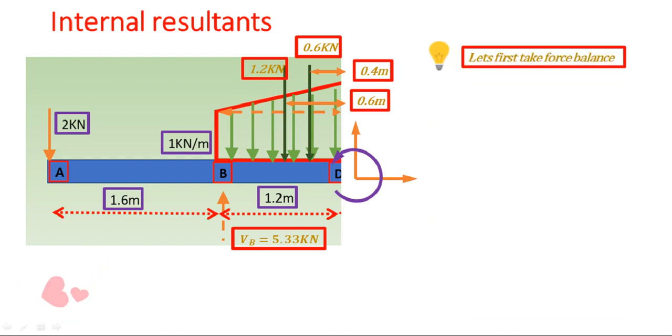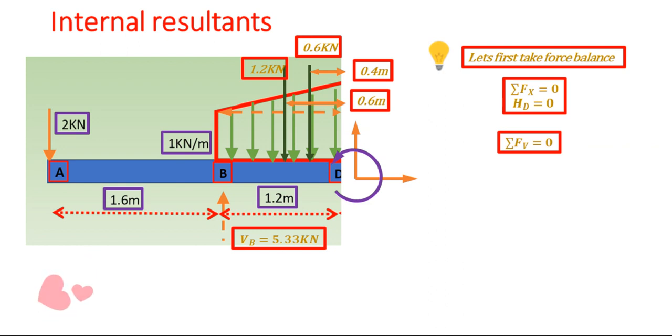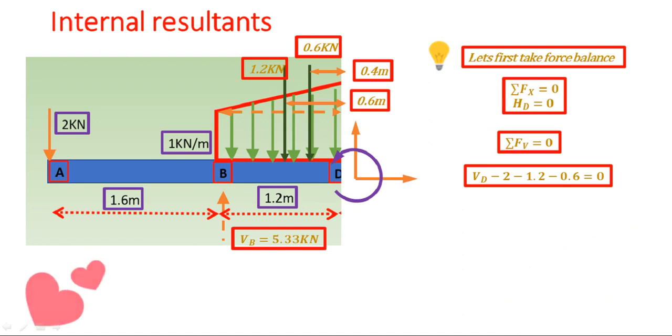We know the value of VB here. So first we'll do the force balance, in which summation of forces in the X direction is 0. So again you'll get HD as 0. That means the horizontal force at point D is 0. So when you do the force balance in the vertical direction, VD is acting upwards. Similarly, then 2, 1.2 and 0.6. Now just think about why I'm taking 1.2 and 0.6: because I'm only concentrating the UVL that is before point D. That's why I'm not getting the 2.4 and all, right?